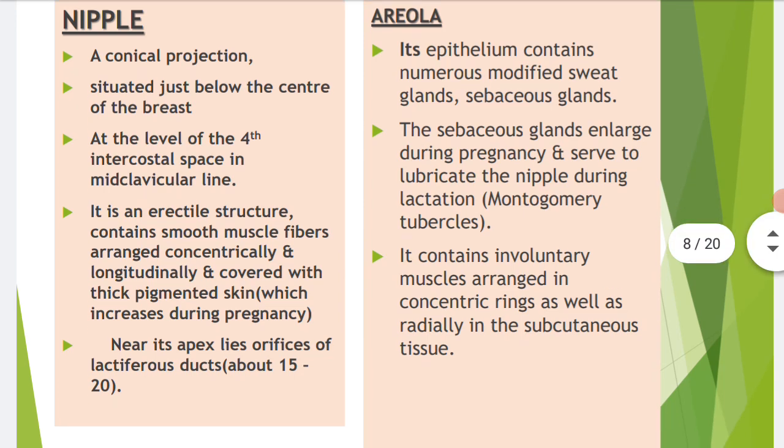It is an erectile structure, containing smooth muscle fibers arranged concentrically and longitudinally, and covered with thick pigmented skin, which increases during pregnancy. Near the apex of the nipple lie the orifices of the lactiferous ducts. These ducts number about 15 to 20.